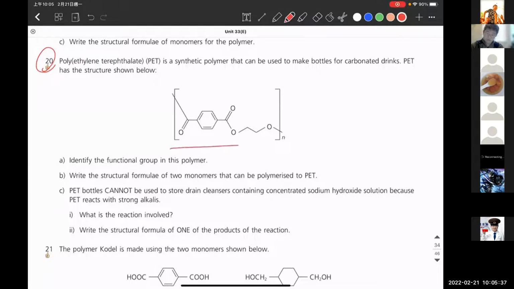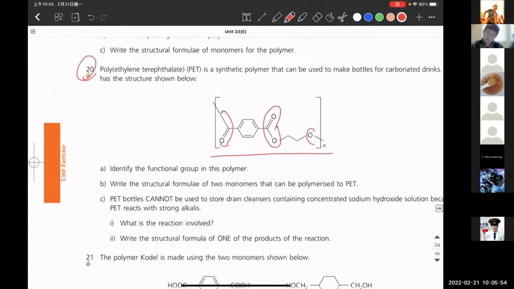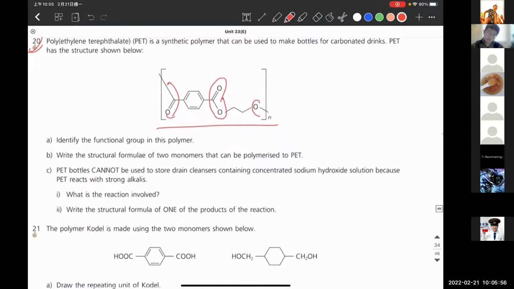PET. Any functional group that you can recognize here? COO. What is that? How do we call it? Ester. Yes, this is ester. Ester functional group, ester linkage. Write the structural formula of the two monomers that can be polymerized to PET.